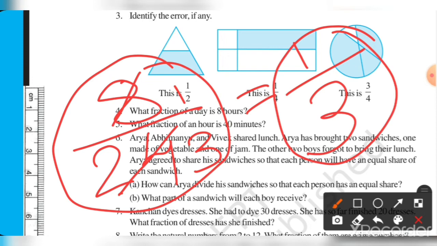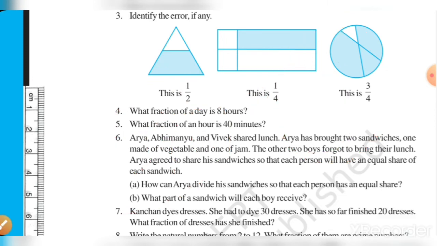Okay? In this way, what fraction of an hour is 40 minutes? How many minutes are there in 1 hour? 60. And what fraction of an hour is 40 minutes? So you can write 40 upon 60. Clear?